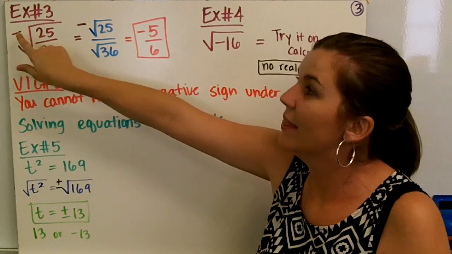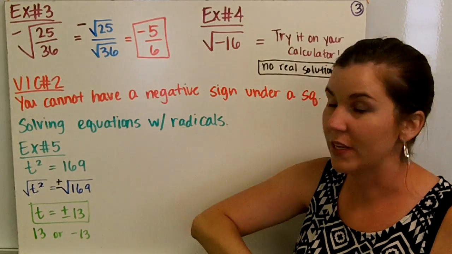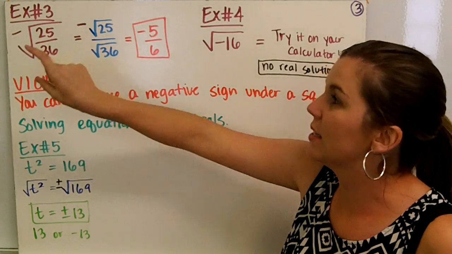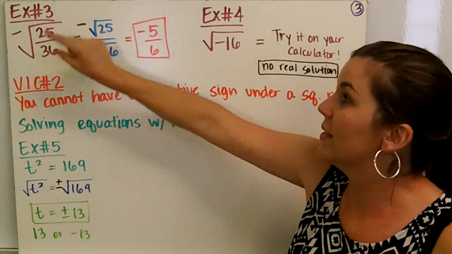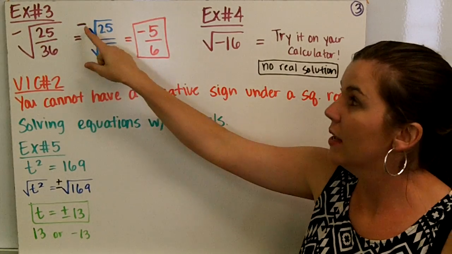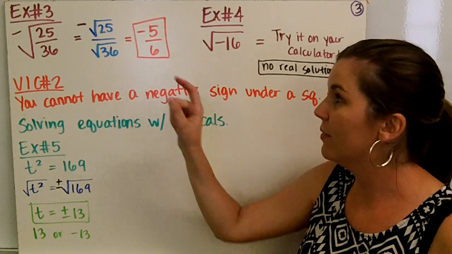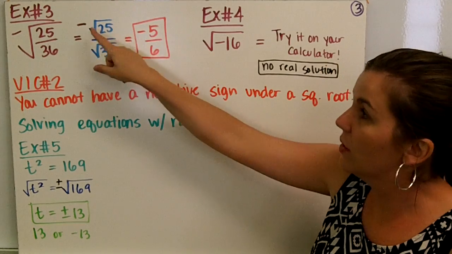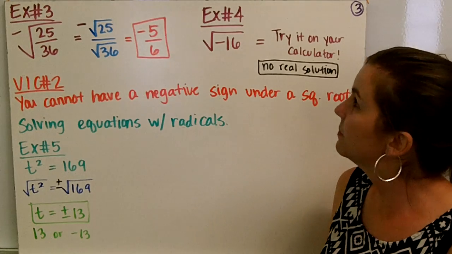Example number 3: the negative square root of the fraction 25 over 36. Now this looks really complicated, but it's so easy if you just split it up. A fraction under a square root means the top under the square root and the bottom under the square root. So the negative stays out front. The square root of 25 is 5. The square root of 36 is 6. So keep the negative out front, and your answer is negative 5 over 6.